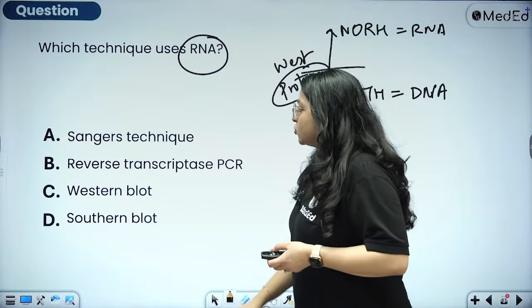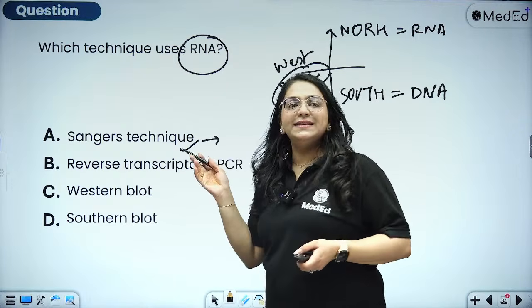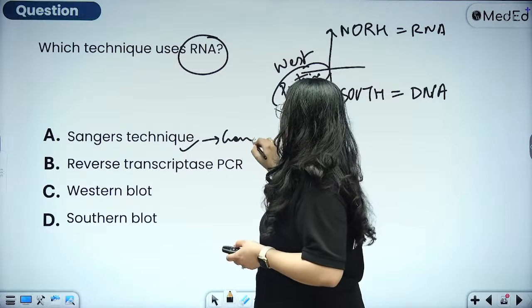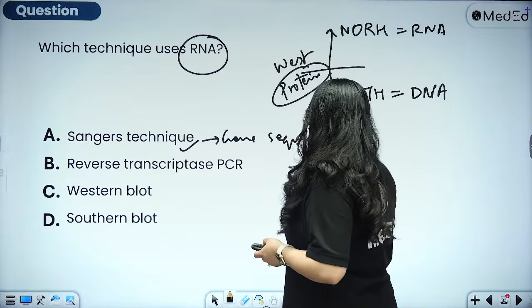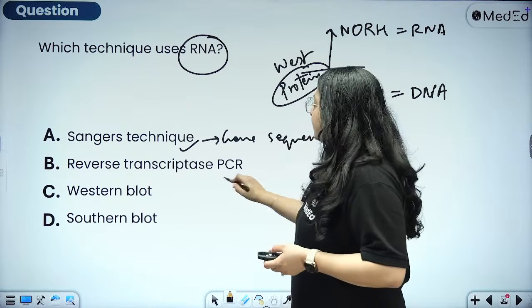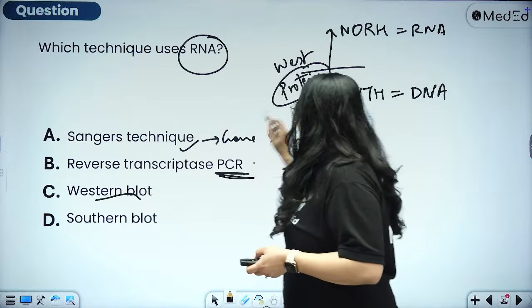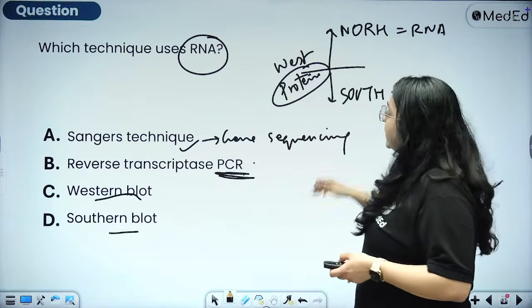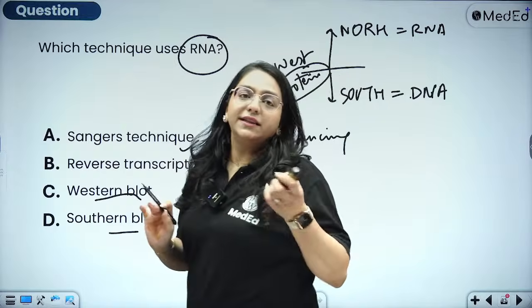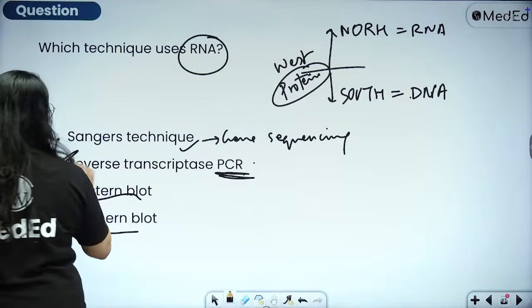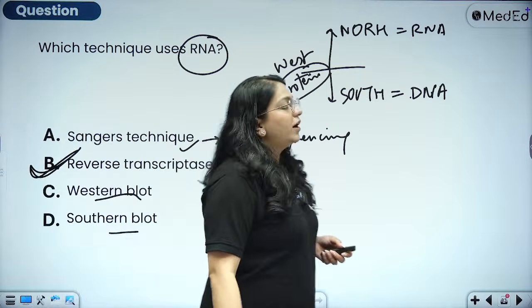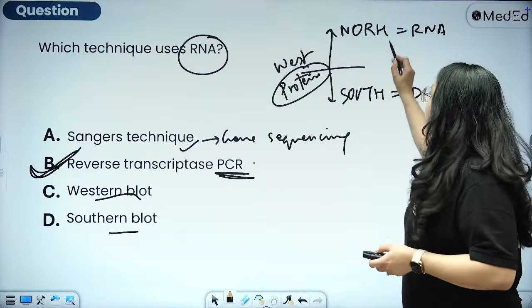Yes. So Sanger's is simply gene sequencing. It's a type of gene sequencing. It can use anything. Reverse transcriptase PCR uses RNA, of course. Western blot, protein. Southern blot, DNA. So had they given northern blot, then it could have worked. But reverse transcriptase PCR or northern blot, anything if they had asked, it could have been RNA.